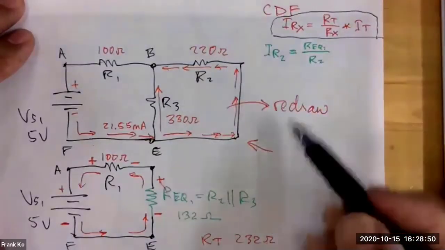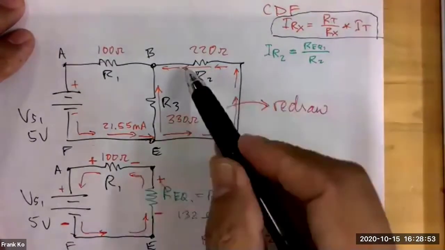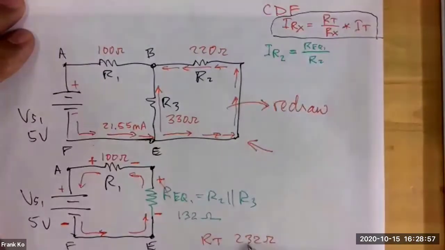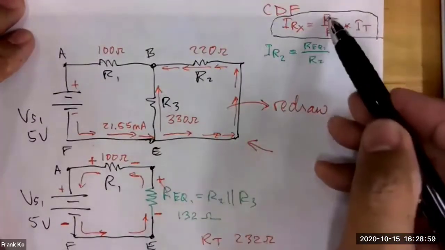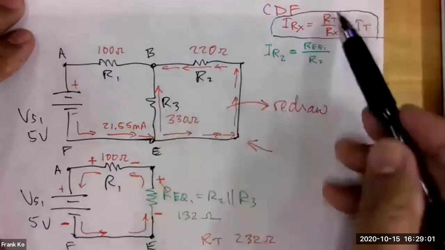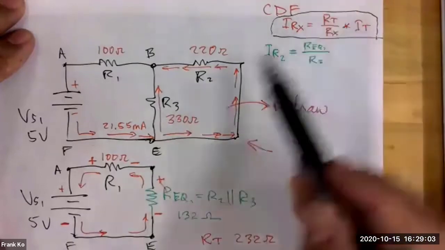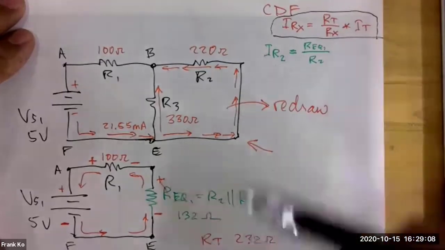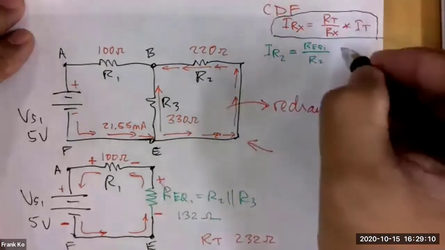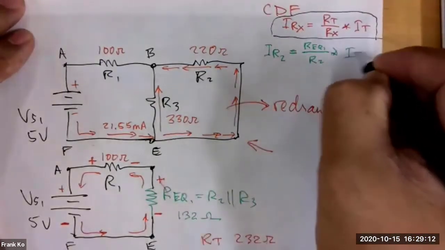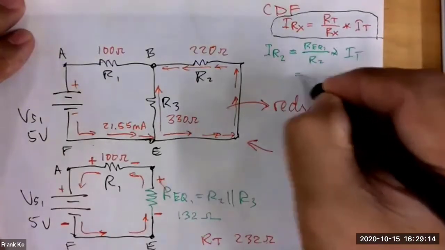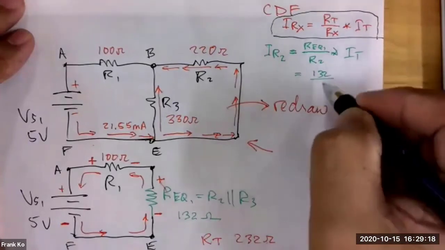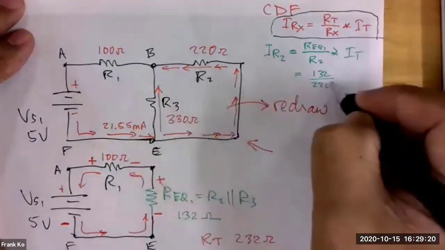That is correct. If we want the current flowing through R2, we have to take not the total resistance of the circuit of 232, but the total of what is in parallel. And the total of the two resistors in parallel was REQ1 of 132 ohms. So this is how we set up our formula and then multiply by IT. And so now we will fill in the numbers. REQ1 was 132, and this will be over 220.